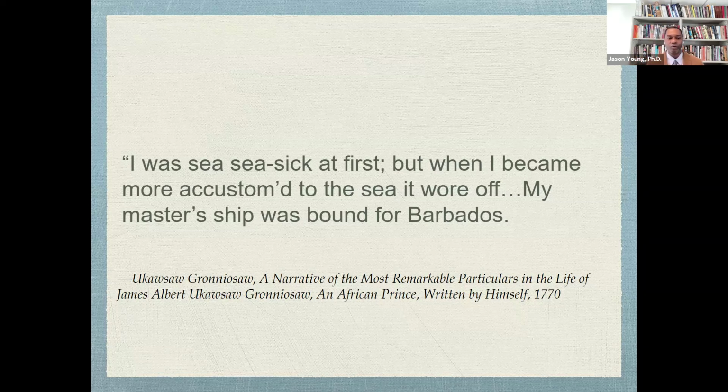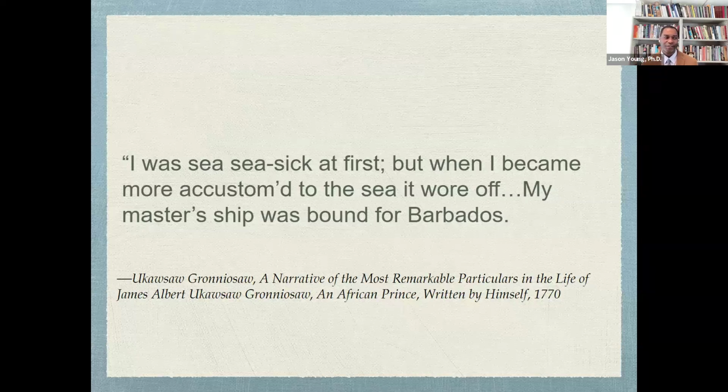Now, the interesting thing about Gronniosaw's narrative is that it's full of details. He has detailed descriptions of West African life and the culture that he was from. There are detailed descriptions of his life in the Caribbean and what plantation slavery was like. There are plenty of details. He talks at length about his life and his experiences. It's a full memoir. But when he gets to the point of the Middle Passage, when he's talking about the transatlantic slave trade, the only thing that can hold that space are these ellipses.